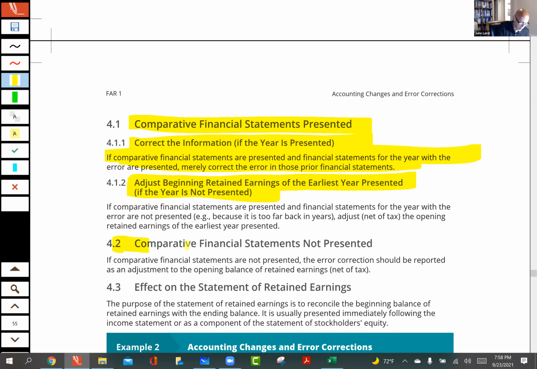Okay, and if comparative statements are not presented, then we're going to have a cumulative effect adjustment to the beginning retained earnings of the only period presented. Same thing we do if we have a change in accounting principle and we have non-comparative statements, but now we put the label on it, what? Restatement. Okay, good. Now you come over.